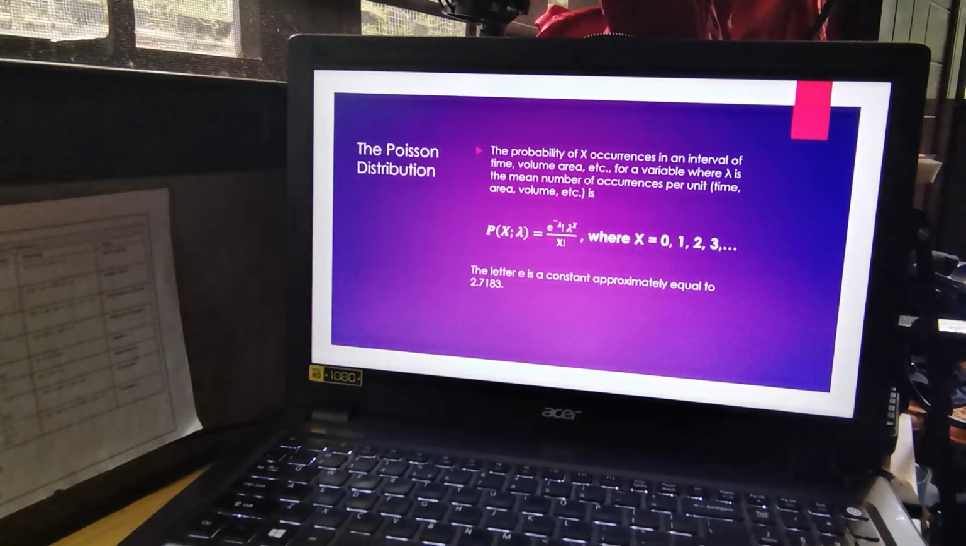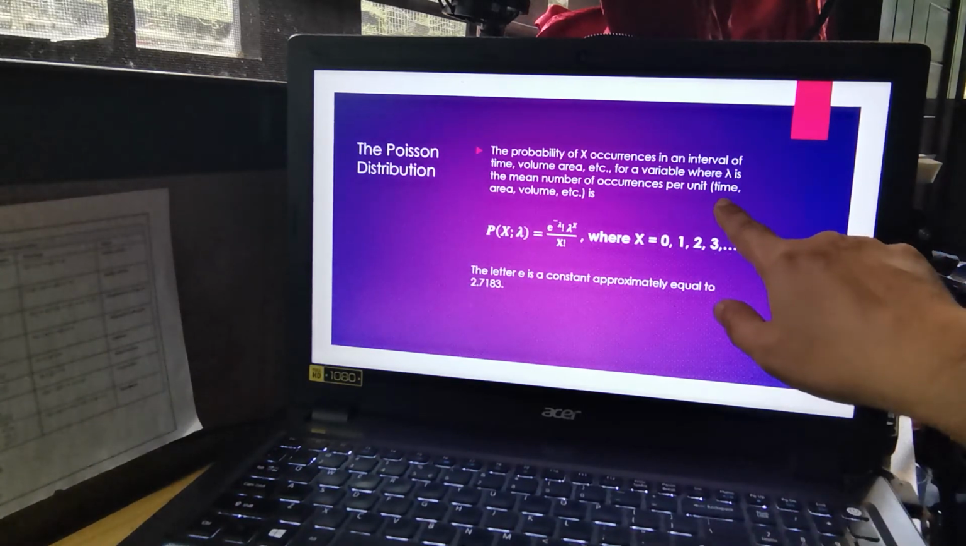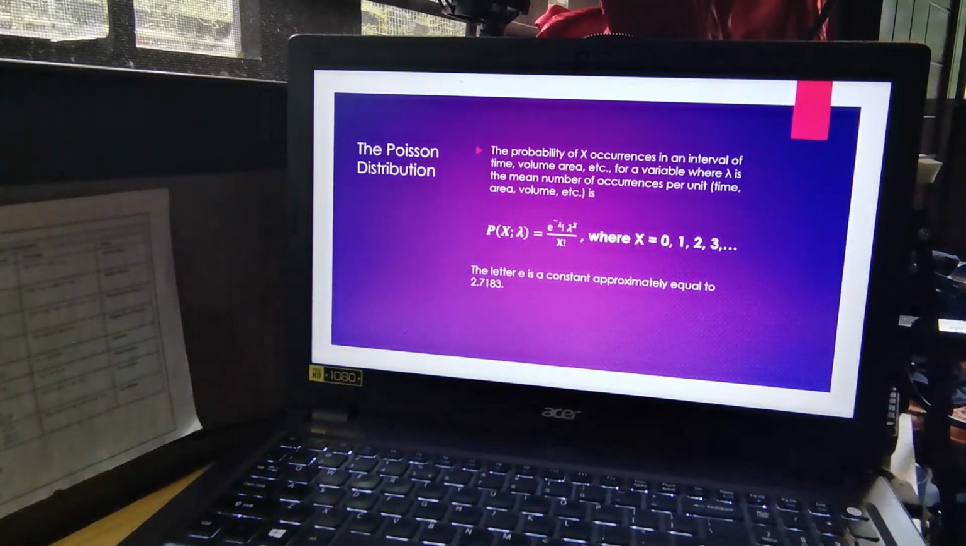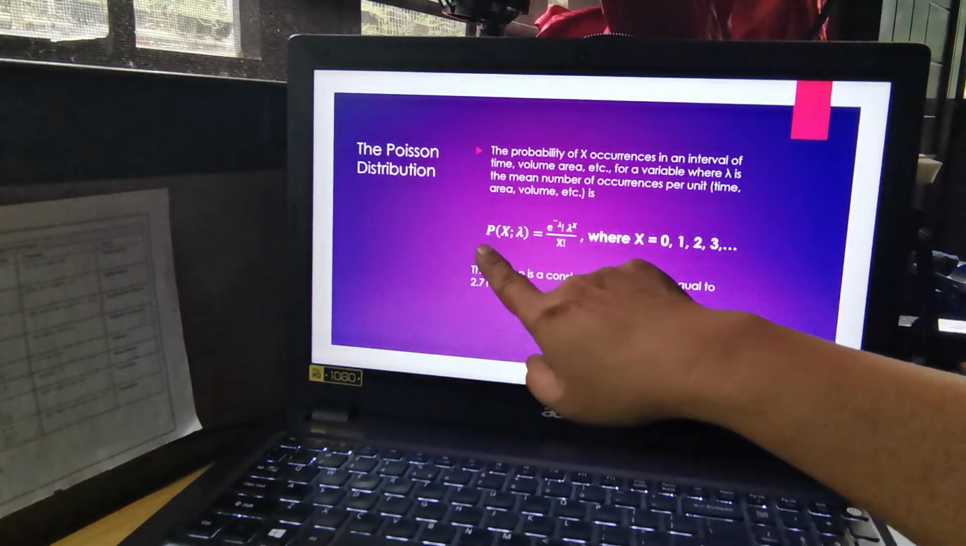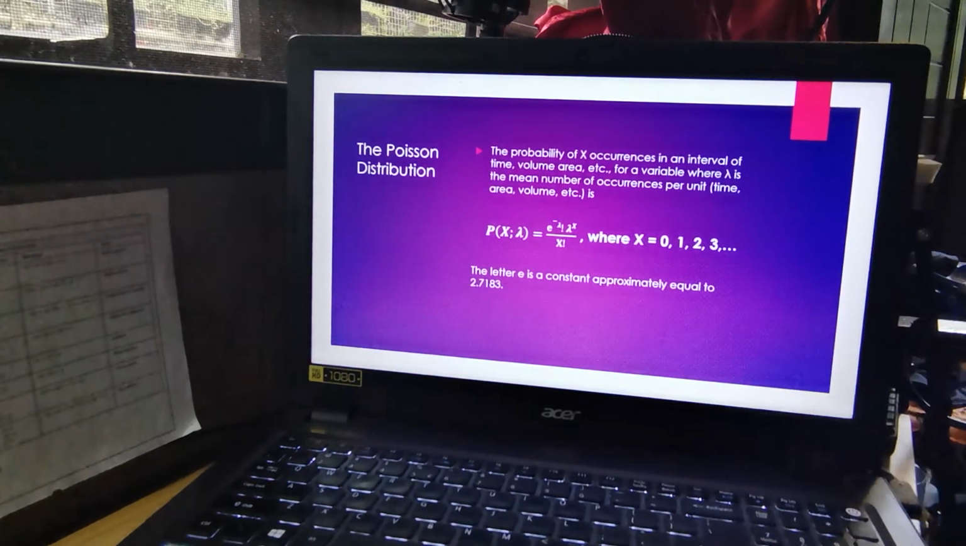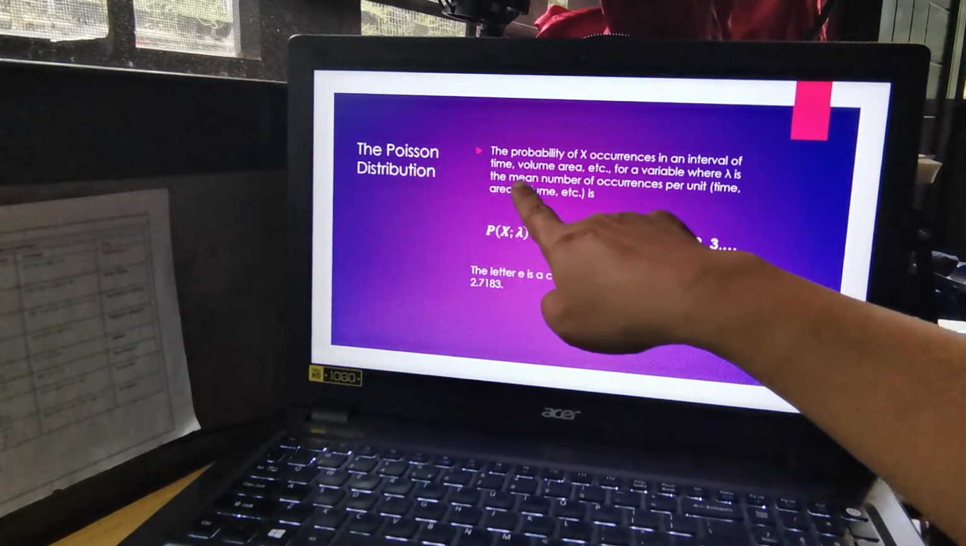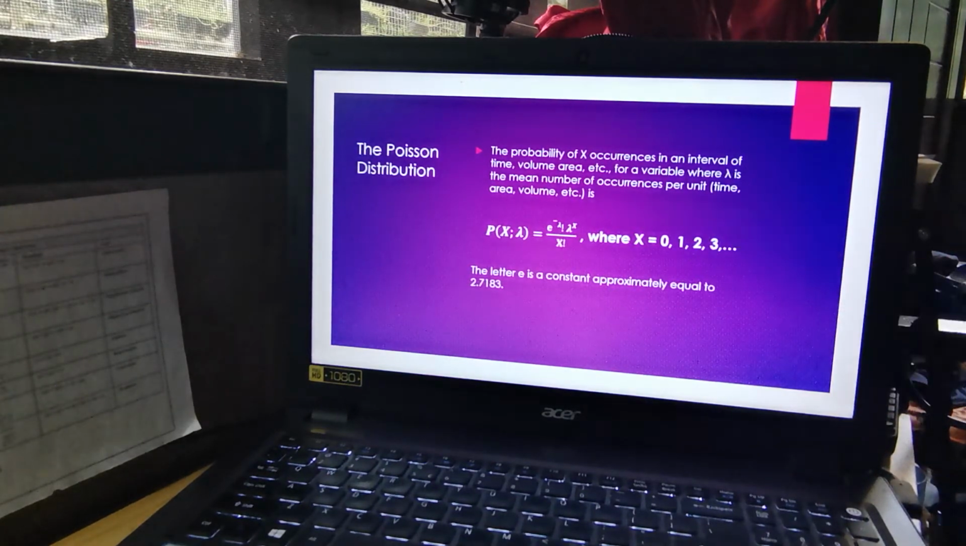Okay, and then we also have the Poisson distribution, the probability of x occurrences in an interval of time, volume, area, among others, for a variable where lambda is the mean number of occurrences per unit time, area, volume, etc. Is this okay? Lambda pala, guys. Lambda. Okay, where lambda is the mean number of occurrences per unit.